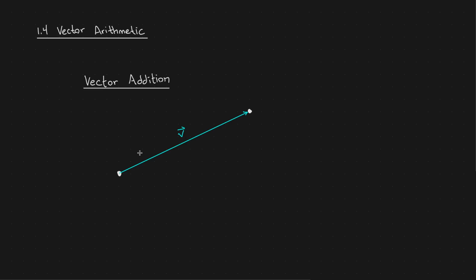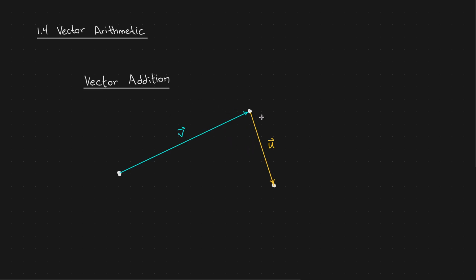Now say I continue my little path here. I go from where I end up at the tip of vector v, and I keep on walking till I get to this point right here. I could represent that change in position with another vector. Let's call it vector u. And so I have two vectors representing two changes in position, two motions.